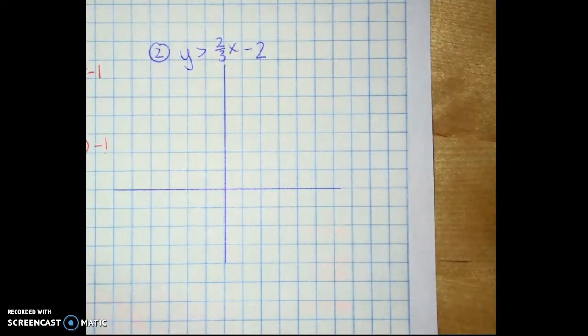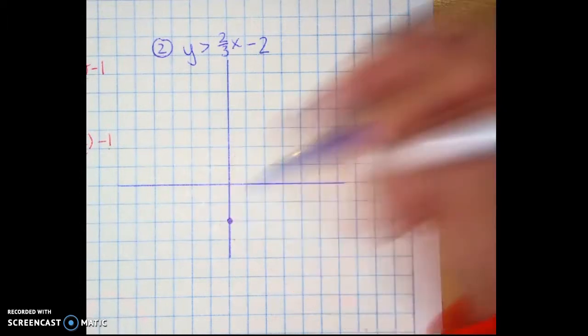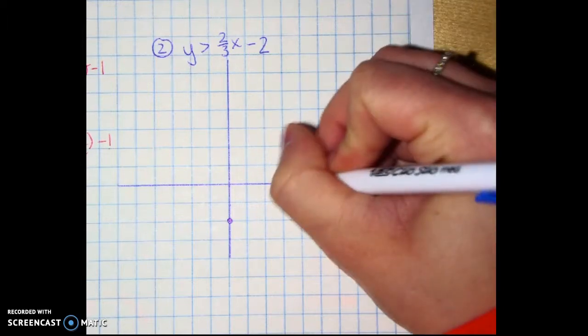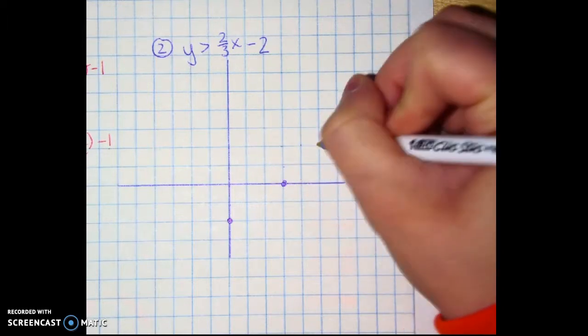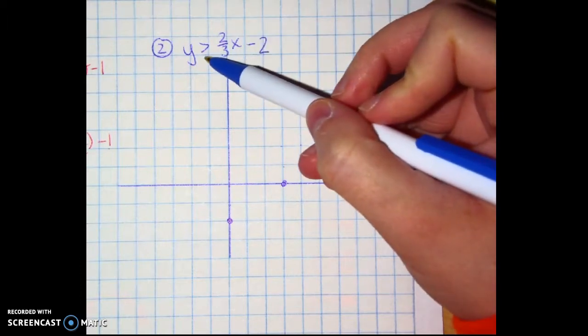Okay, start at my y-intercept. Y-intercept is -2. Go up 2 over 3. It is greater than, there is no line under it, so this is a dashed line.